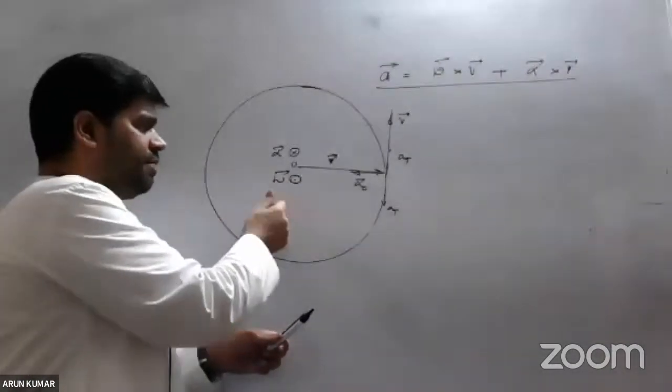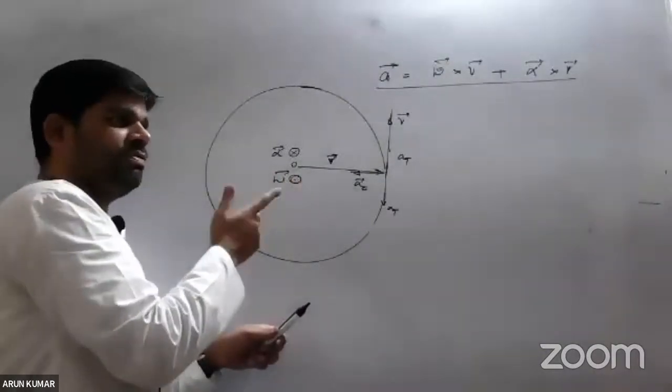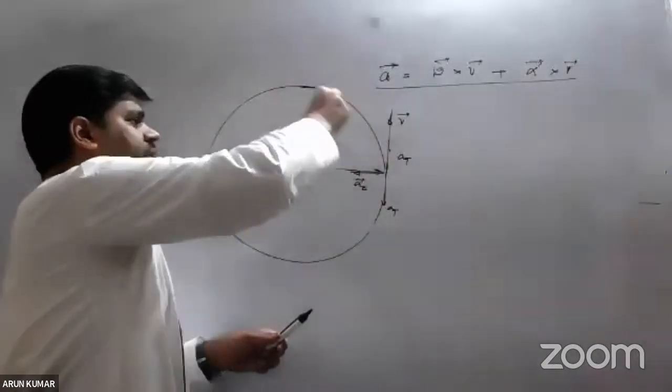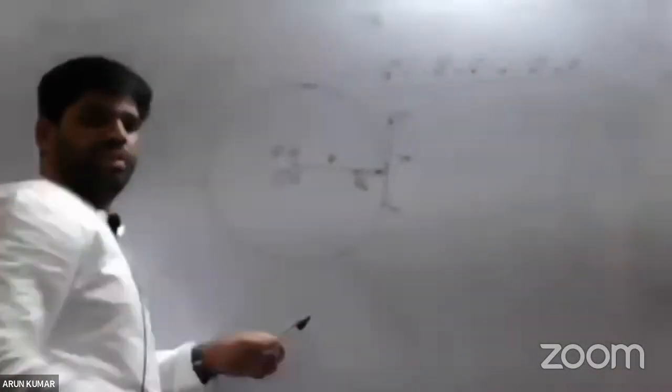Omega flipping means it goes from anti-clockwise to clockwise, or from clockwise to anti-clockwise. But here, let's say it is flipping from outward to inward. Omega is flipping from outward to inward. Then what happened? The particle is going like this, stopping and then becoming clockwise.